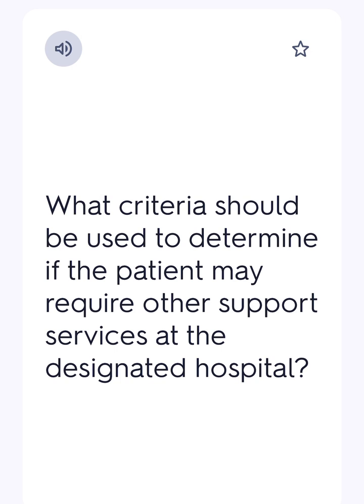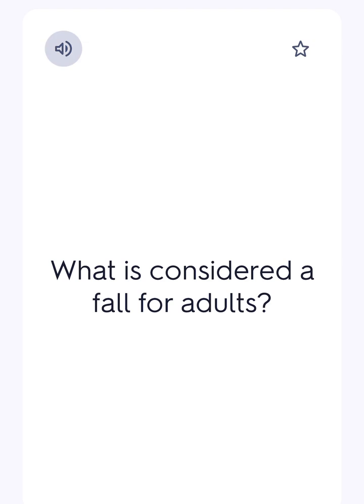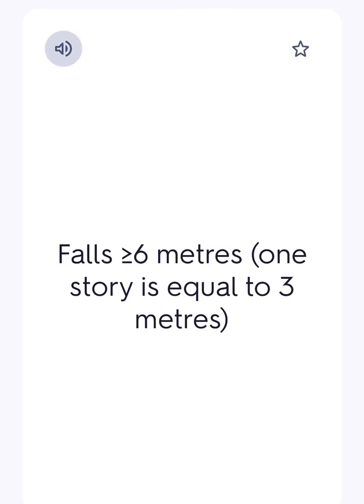What criteria should be used to determine if the patient may require other support services at the designated hospital? Use the traumatic mechanism of injury to assess if other support services may be required. What is considered a fall for adults? Falls greater than or equal to 6 meters.